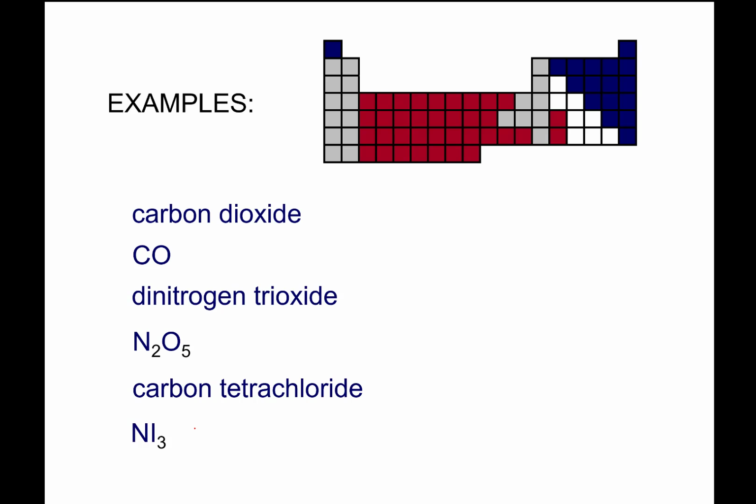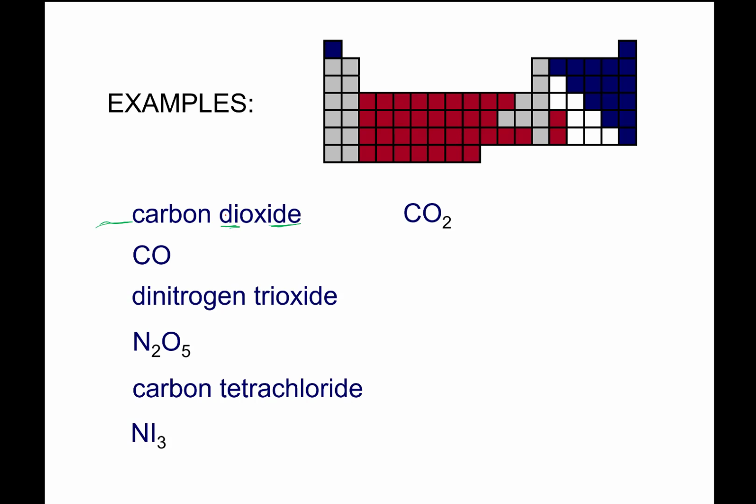First one, we're given a name. We have to figure out the formula. So there's no prefix in front of carbon. So therefore we know there's just 1 carbon. And in front of oxide, that's oxygen, we have the prefix di, which is 2. So the formula is CO2.